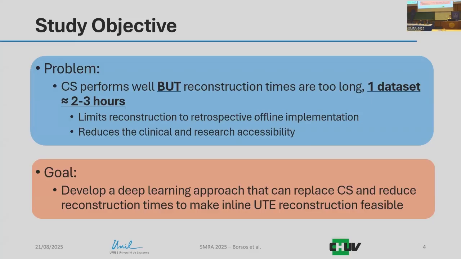So for us to reconstruct one of these 5D data sets, it takes us anywhere between 2 to 3 hours. And so that limits the reconstructions essentially to retrospective offline implementations. And so you can imagine that severely restricts and reduces both the clinical, but also the research accessibility of the free running technique. And so for this study, we're interested in developing a deep learning approach that can basically replace compressed sensing, reducing the reconstruction time to make inline reconstruction feasible for UTE free running acquisition.